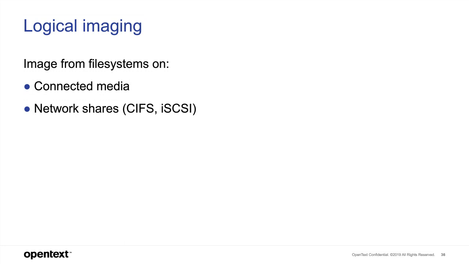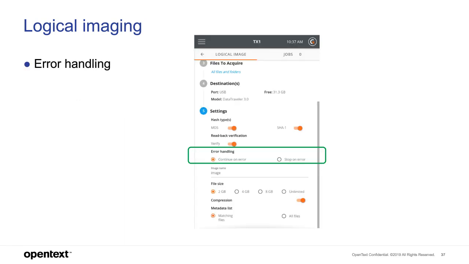And finally, there is a difference in error handling between physical and logical imaging. With physical imaging, multiple retries are possible when read errors are encountered. With logical imaging, retries are not allowed because file-level read errors typically persist across multiple read attempts. Because of this, for logical imaging jobs, the only error handling setting decision is whether to continue with the job and skip the unreadable files, or to stop the job upon the first error encountered.